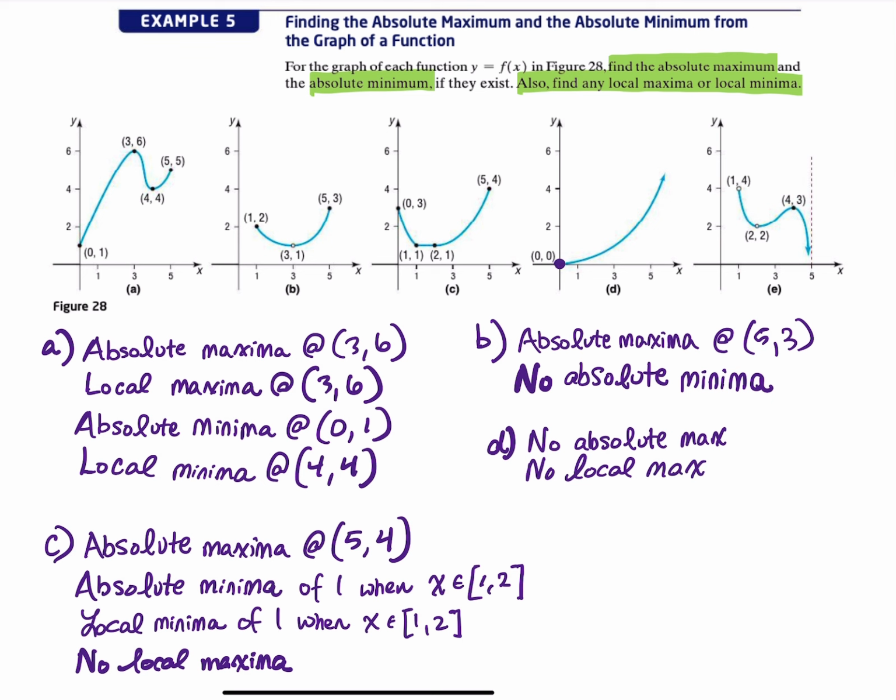It does have this absolute minimum where our function is starting, so at 0 at the origin. So absolute minimum at (0, 0). And because it's on the edge, we can't claim it as a local minimum. Can't build an interval around it. So no local min.